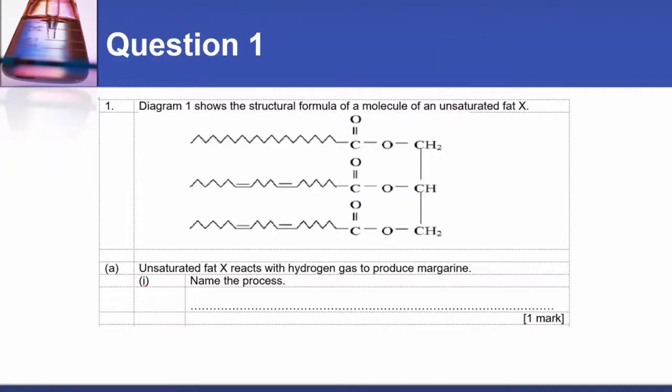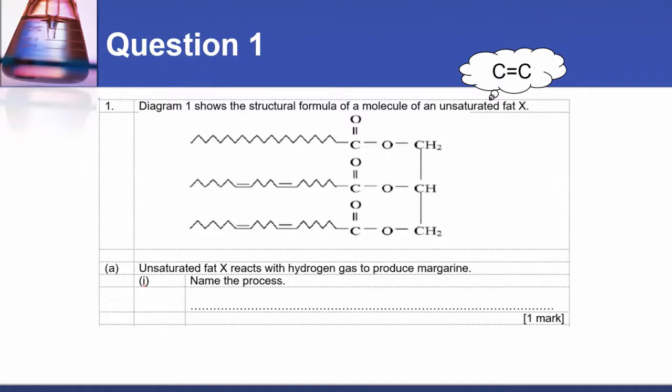Okay, without wasting any time, let us go into question 1. Question 1. Diagram 1 shows the structural formula of a molecule of an unsaturated fatty acid. So you should know that unsaturated means containing double covalent bond between carbon atoms.